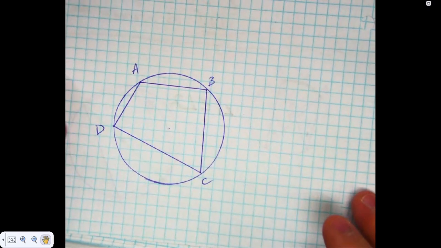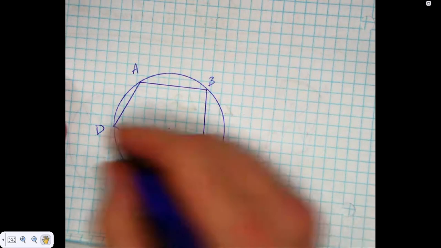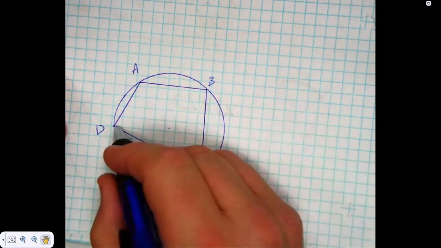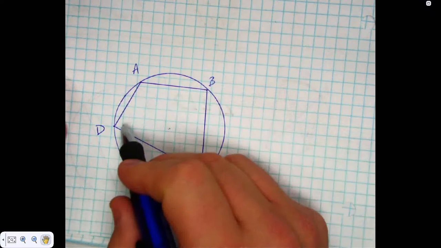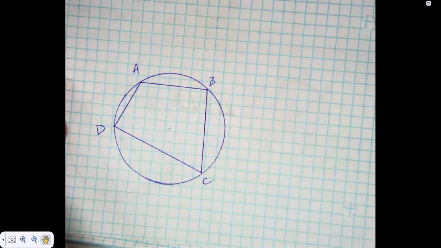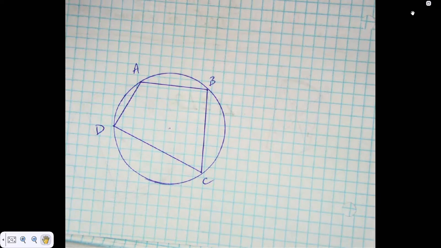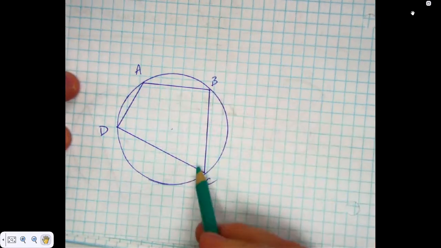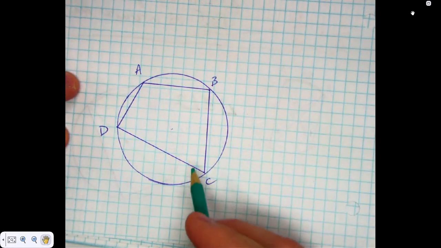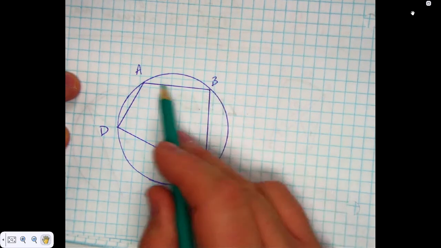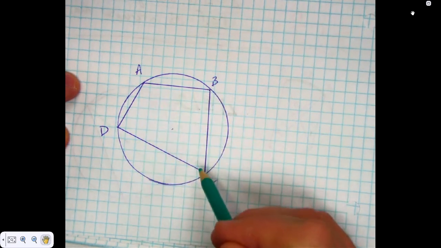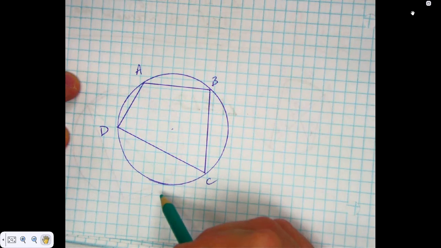Well, I want you to look at angle D and angle B. What's the intercepted arc of angle B? What do you think, Farad? What does it intercept? What arc? You want me to tell the truth? Yes. I don't know. Okay.